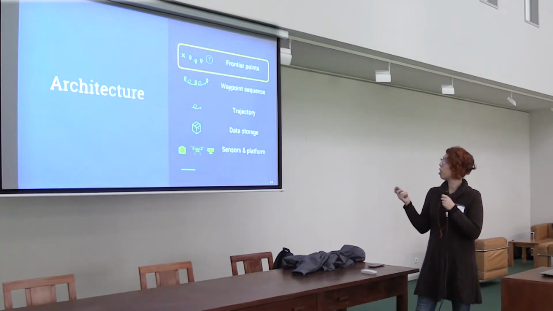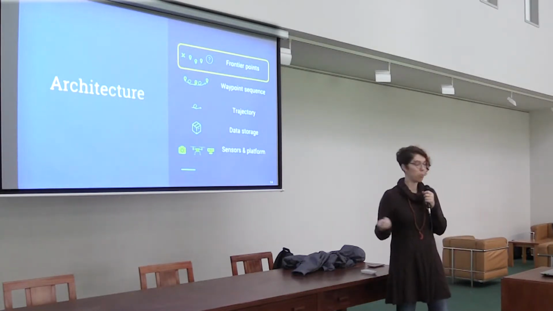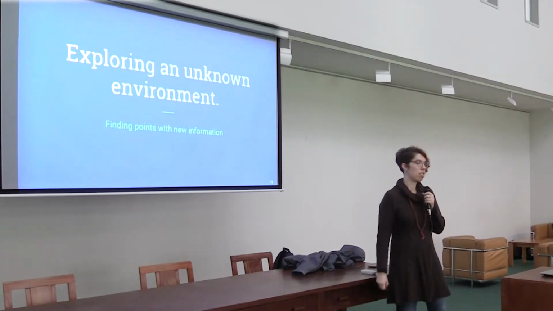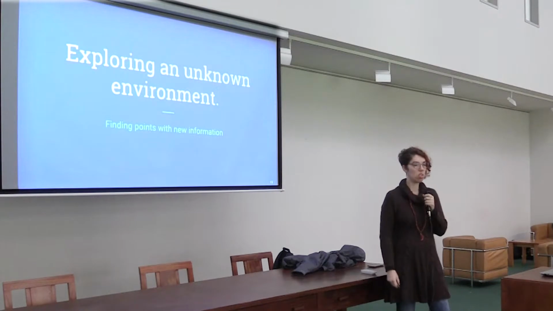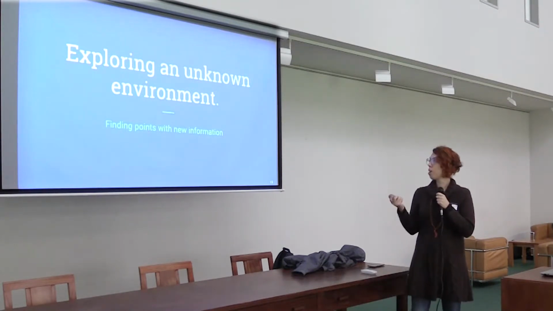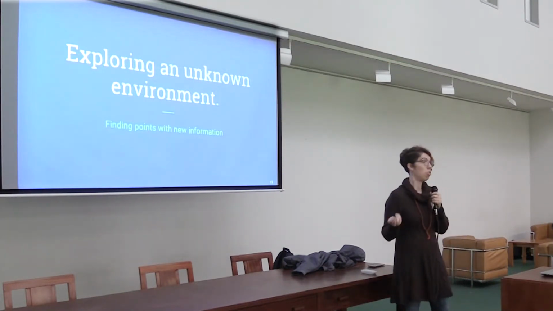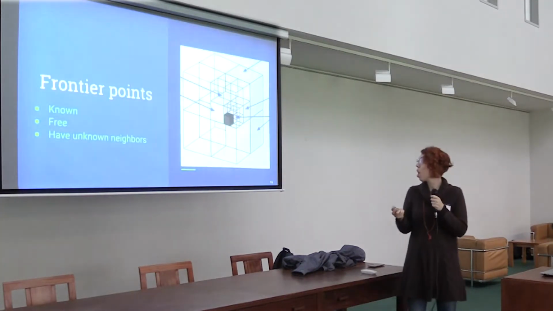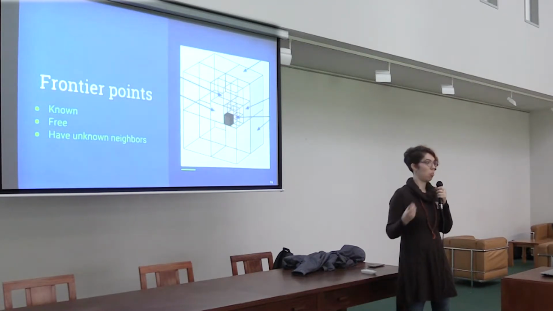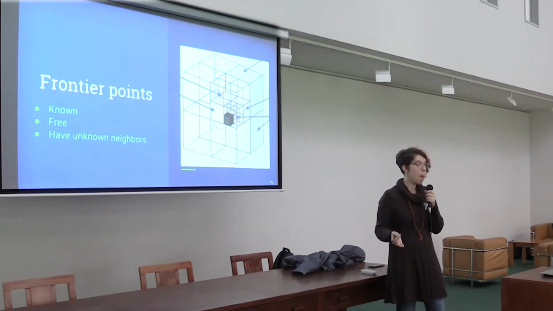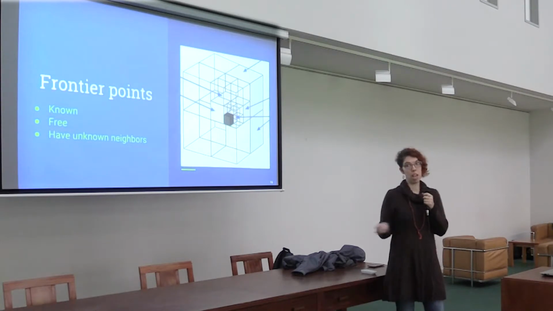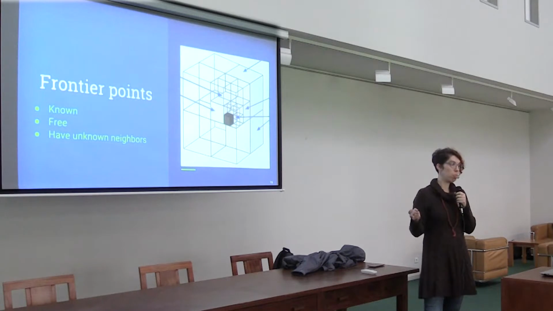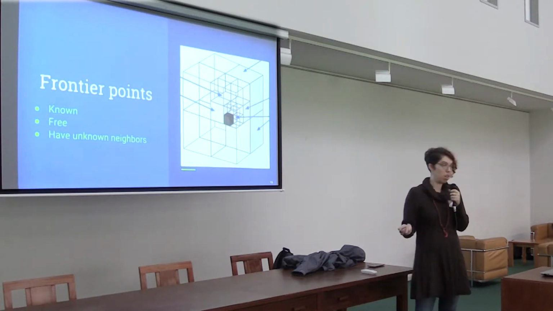Yeah, so now moving on to how do we figure out where we want to go. I went with this concept of frontier cells. This is to find points where we have new information, well, they are unknown, right? Basically what we want is to go somewhere which is free so we don't collide with anything, but their neighbors are unknown. And this is what we have exactly here. A frontier point is a known place that is free with unknown neighbors.